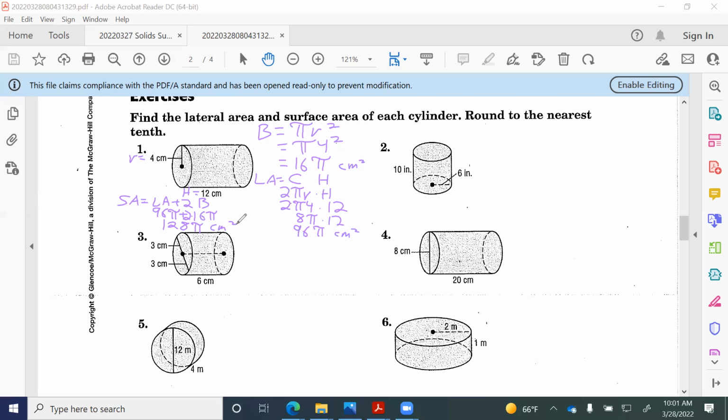So number 1, number 2, number 3, number 6, do the exact same steps. 4 and 5, they give you a diameter. So you have to cut the diameter in half, and then it's the exact same steps. We're not changing the base. The base is always a circle for a cylinder.